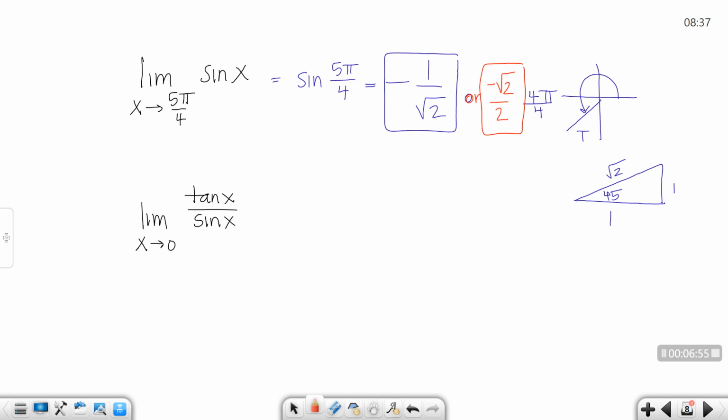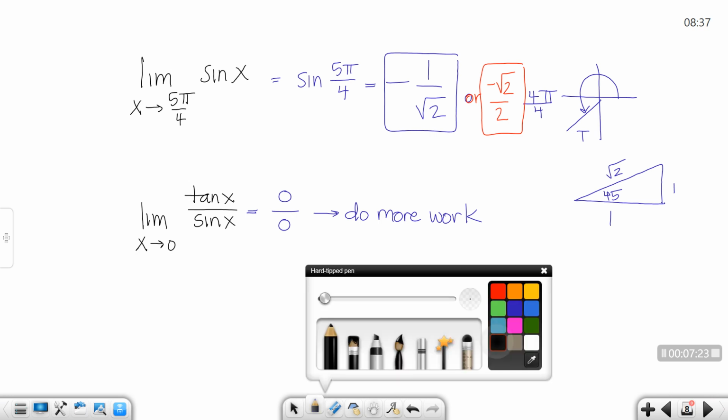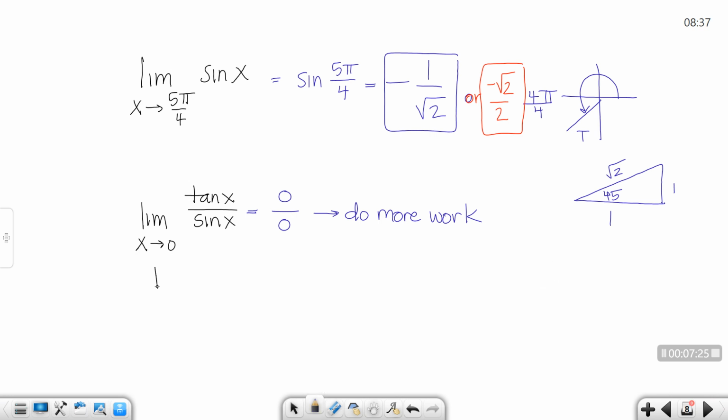Okay, let's look at our last one. Okay, for our last one, I'm going to plug in 0. The tangent of 0 is 0. The sine of 0 is 0. So here we get 0 over 0, which means do more work. So, remember, do more work is factor or rationalize. In trig world, it's simplify the trig expression.